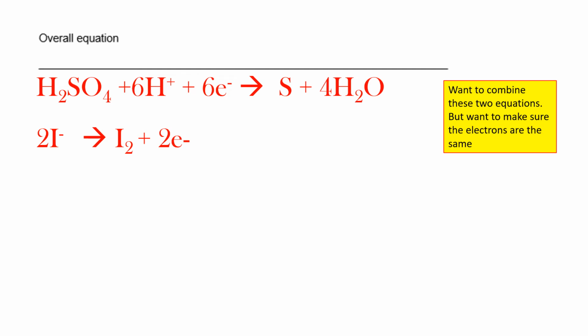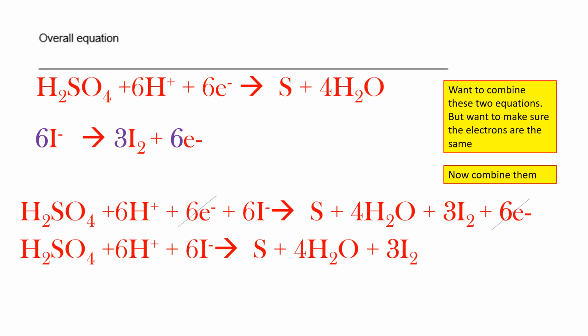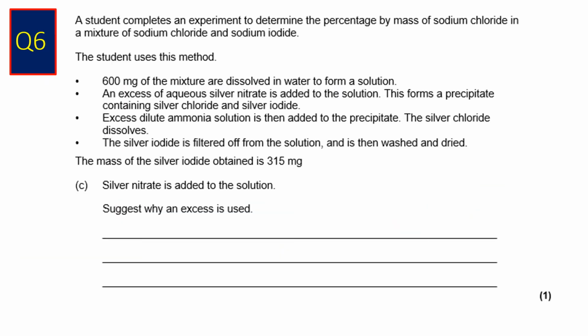Now, overall equation, I'm combining these equations. When we're combining half equations, we need to make sure we've got the same number of electrons in each part. So I've got 6 electrons in that first equation, second one only 2, so I'm going to triple everything in that second equation, and now I can combine them. And so if I write them all together, I've got this big long line, the electrons cancel out, so I've got an overall equation written there.